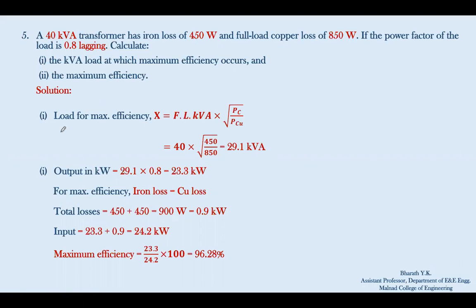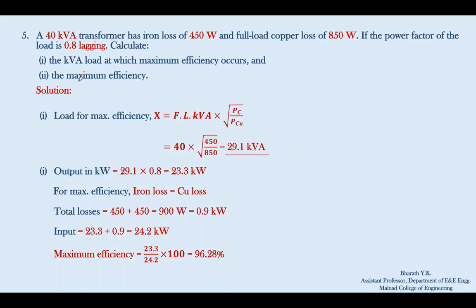To calculate the kVA load at which the maximum efficiency occurs, we have to use this particular formula where x is equal to full load kVA into square root of the core losses by full load copper losses. So the kVA rating of the transformer is 40. The iron losses are 450 watts and full load copper losses are 850 watts. So this gives us the kVA load at which the maximum efficiency occurs, which is 29.1 kVA.